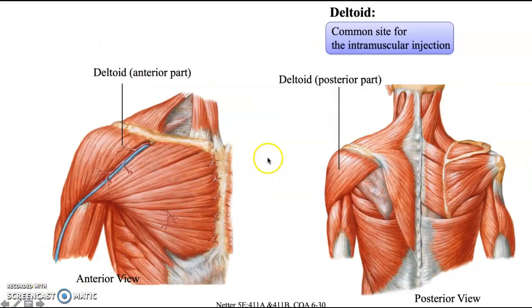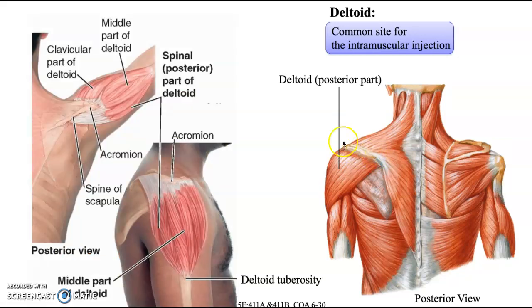So we start with the deltoid. Deltoid is the largest muscle in the shoulder region, big and strong, and it provides the typical rounded shape of the shoulder. This muscle has different parts. On the anterior view, you can see the anterior part attached to the clavicle, and on the posterior aspect, you see the posterior part of the deltoid, which is attached to the spine of the scapula.